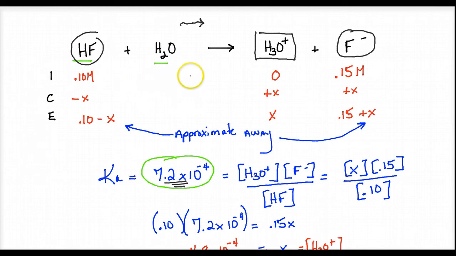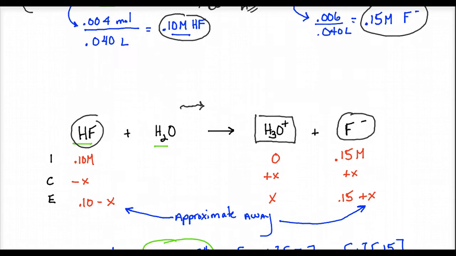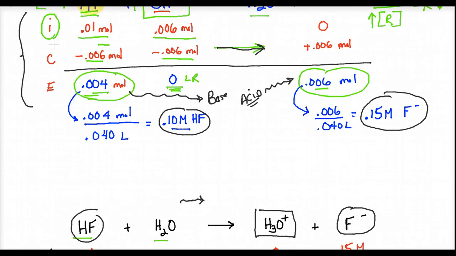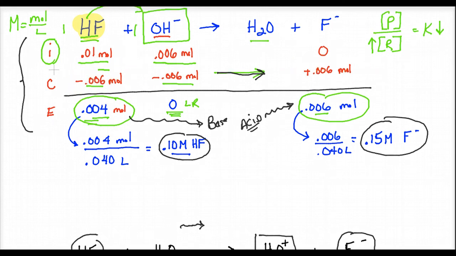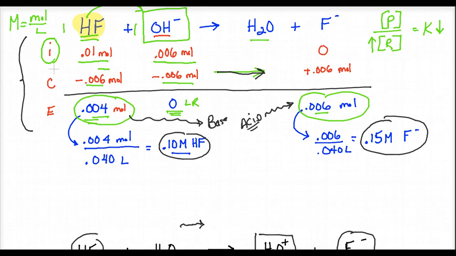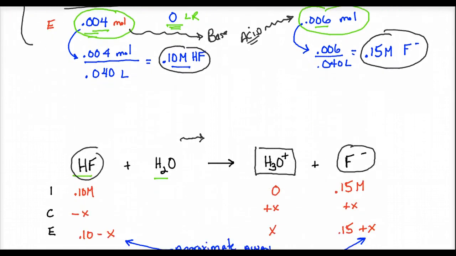This is not a completion. This is not a titration. The titration's over. We added a little bit of base, drove the reaction. We produced some conjugate base, and now we have some HF hanging around, and we have some conjugate base as a buffer. What's the pH of this solution? What's the pH of this buffered solution?